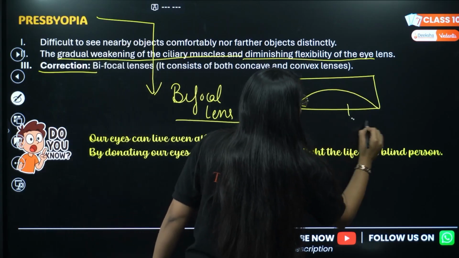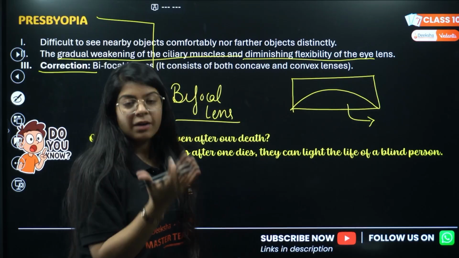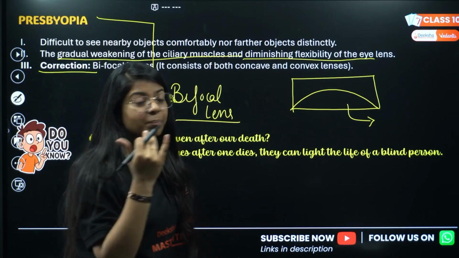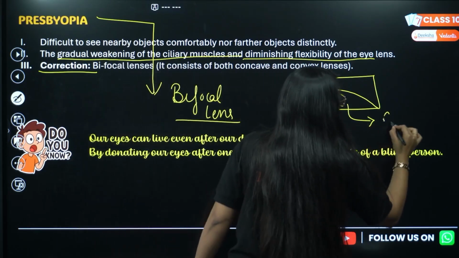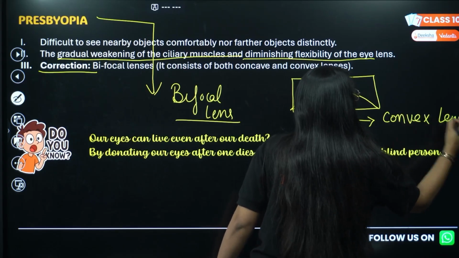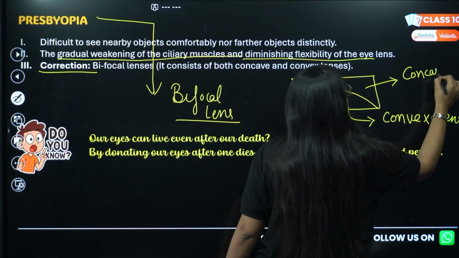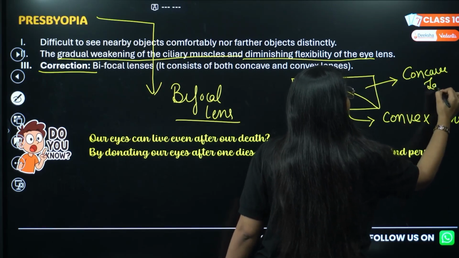The lower part is for hypermetropia, to read books, right? When we read books, we look down. So the lower part is used to correct hypermetropia. That means it is a convex lens. And the upper part is used to see distant objects. That is, it is the concave part of the lens.